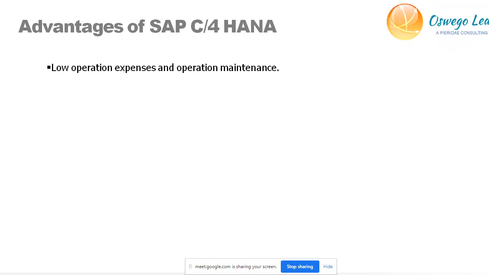The first is low operational expenses and operational maintenance. See, whenever we use Gmail or some other mail ID, this is also a cloud product, right?